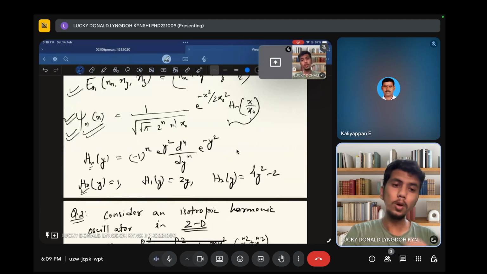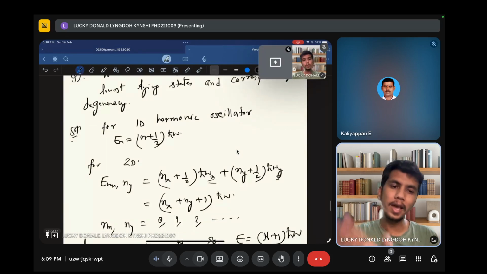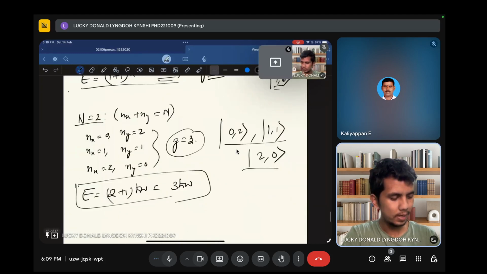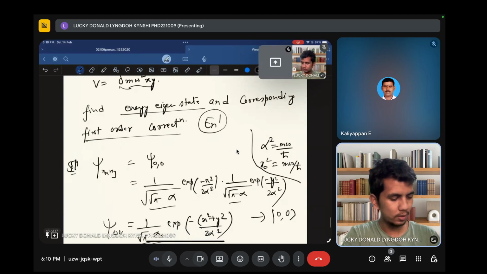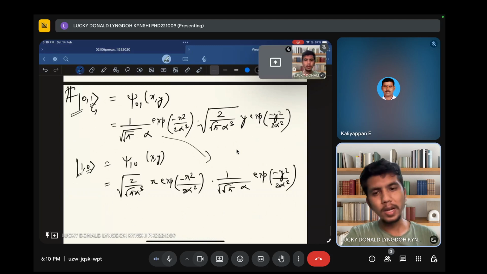So you need only the general equation of a harmonic oscillator, and you put n equal to 0, n equal to 1, and so on. Depending on the situation, you put n equal to 1, n equal to 0, and so on. And if it's a two-dimensional problem, you just multiply the nx and ny parts. That means the wave function also will be multiplied. That is what I'm doing here. So this is for the second case. Now your energy state is done.